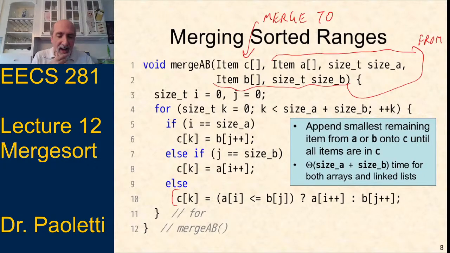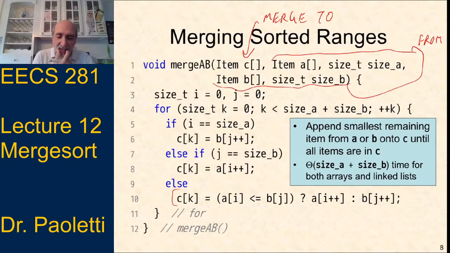And basically I is the index into region A. J is the index into region B. So you'll see right here I say B subscript J, A subscript I, A subscript I, B subscript J. So that's what I and J are. They are the indices into array A and array B.